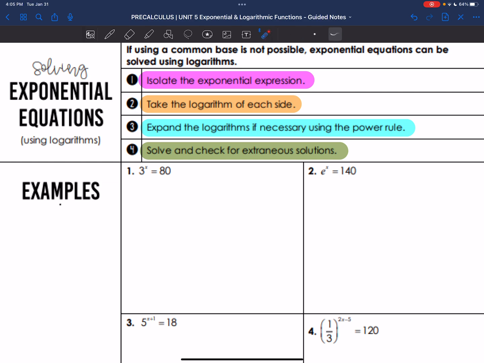In today's video, we are going to be generating and solving exponential equations using logarithms to do so. So let's go ahead and get started following these 4 steps.